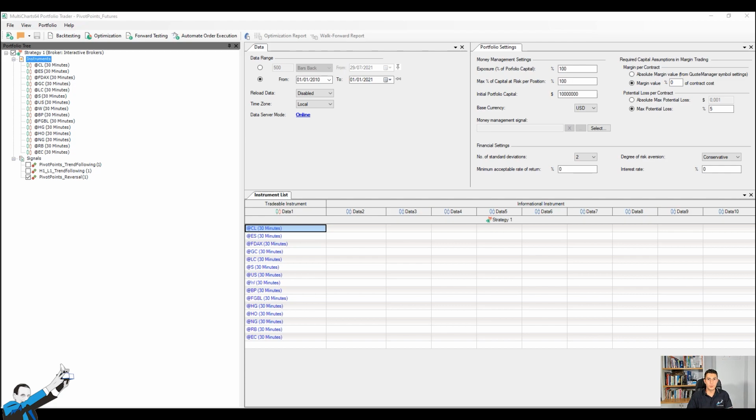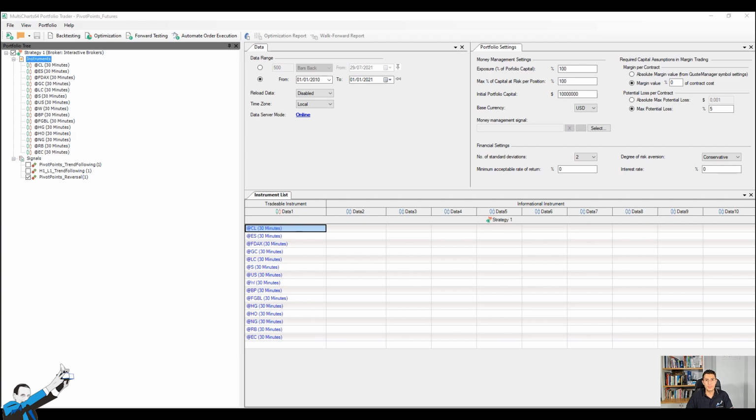Now we are seeing the portfolio trader of MultiCharts. It is a very useful tool to conduct this kind of tests, as we can combine many instruments with a single strategy to see how it performs on the whole basket.